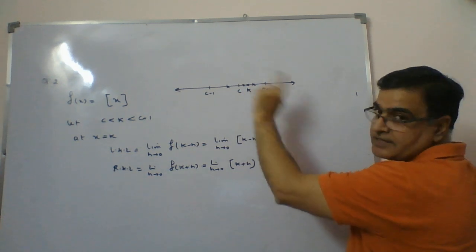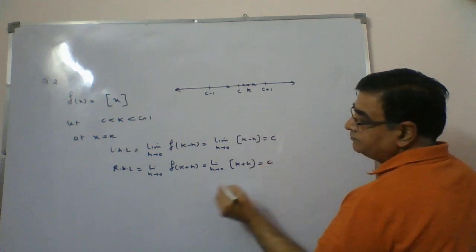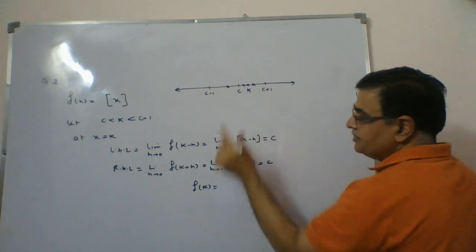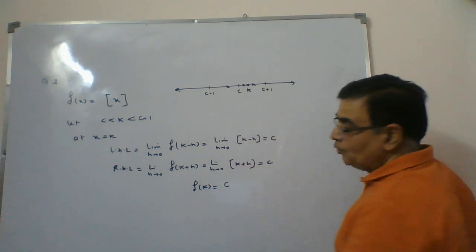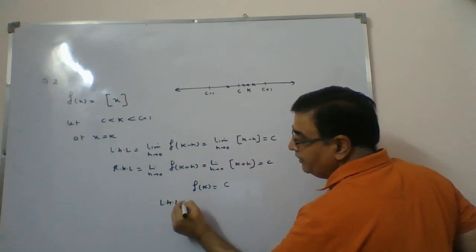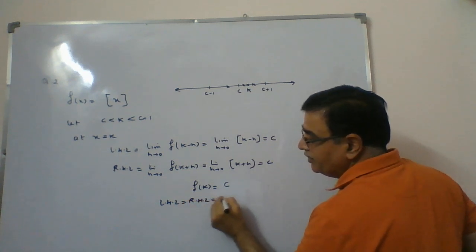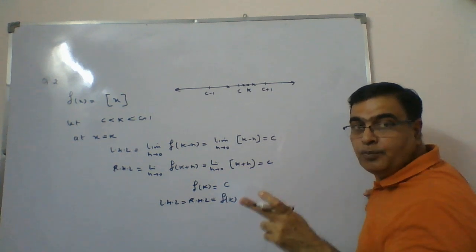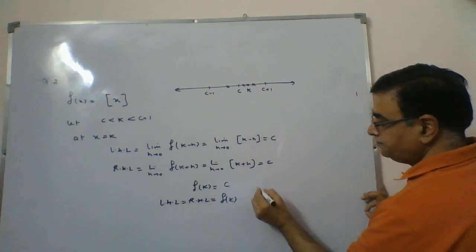That will be c. First, the left integer is c. Then we go for f of k. K is here. The integer is again c. So what I get in this case is left hand limit equal to right hand limit equal to the value of the function. Hence, at non-integral points, it will be continuous.